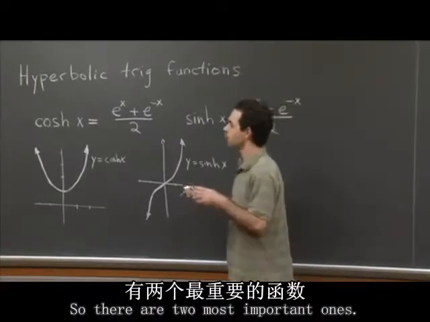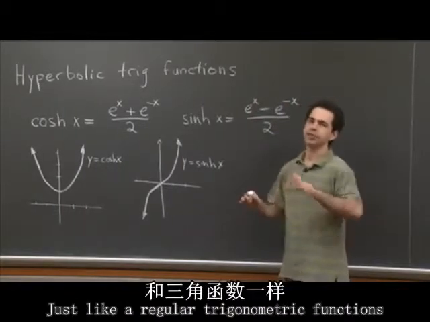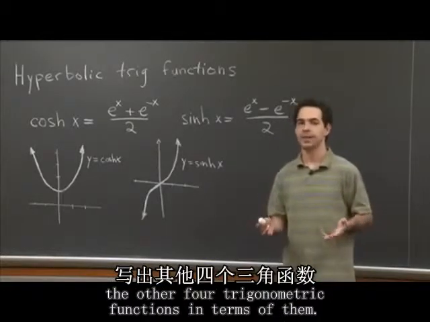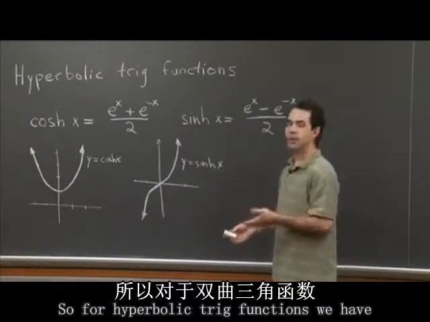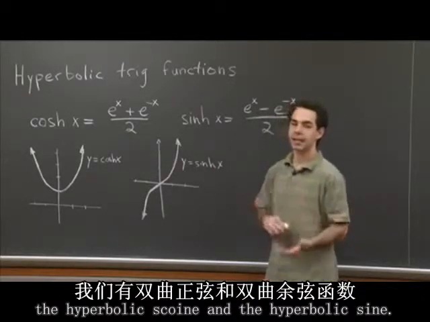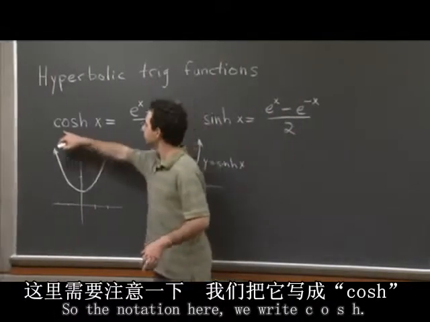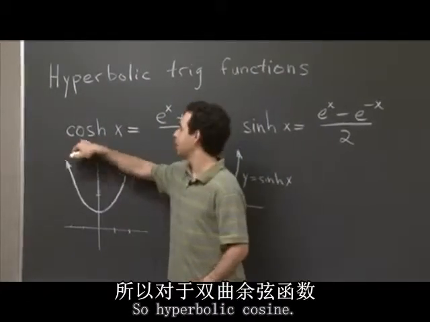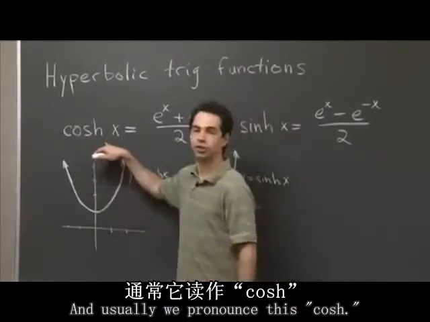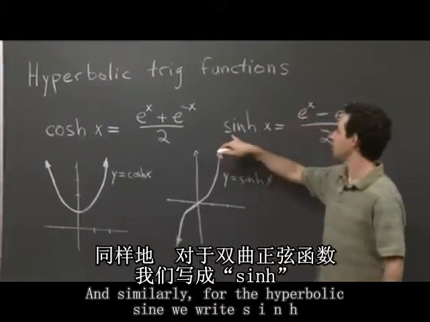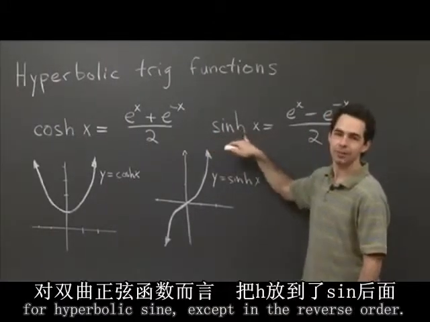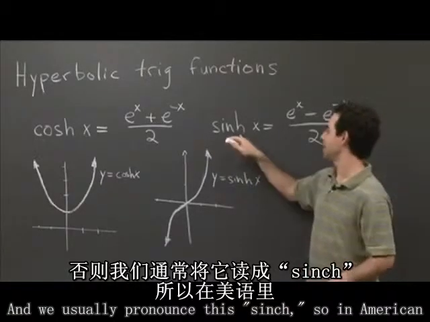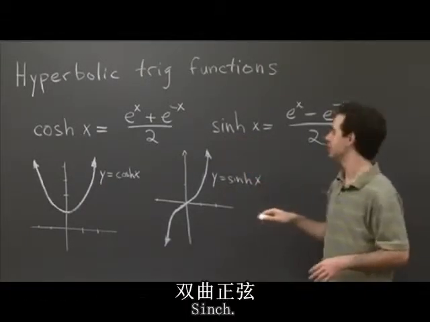So there are two most important ones. Just like for regular trigonometric functions, there's the sine and the cosine, and then you can write the other four trigonometric functions in terms of them. So for hyperbolic trig functions, we have the hyperbolic cosine and the hyperbolic sine. So the notation here, we write COSH, so the H for hyperbolic, and usually we pronounce this cosh. And similarly, for the hyperbolic sine, we write SINH, and we usually pronounce this cinch. So in American English, as if there were an extra C in there, cinch.